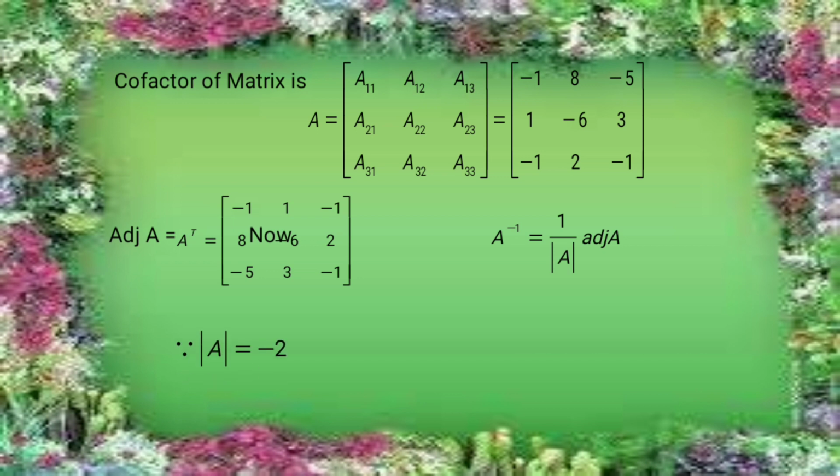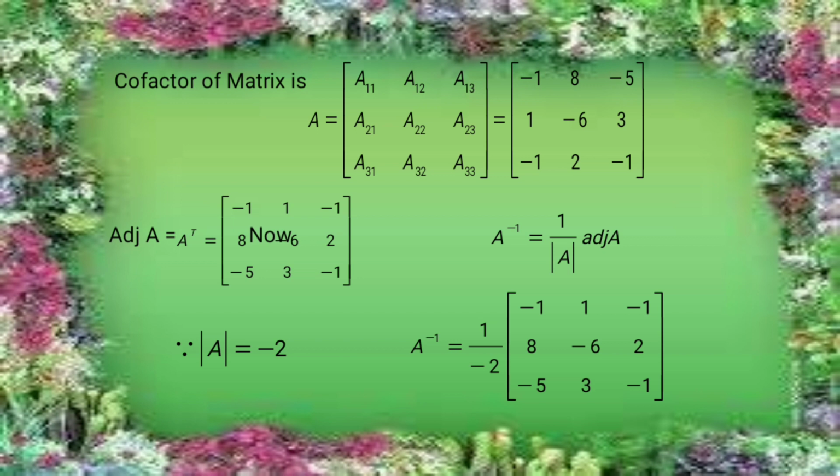Now we have to find out, not the determinant, we have to find out the inverse of the matrix. A inverse is equal to 1 upon determinant of A into adjoint of A. We know the determinant value. Determinant of A is minus 2. So just substitute the values. A inverse is equal to 1 upon determinant value minus 2 into adjoint of the matrix. So this is your adjoint of the matrix.